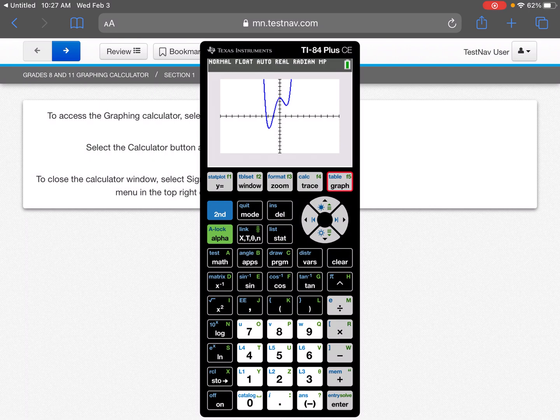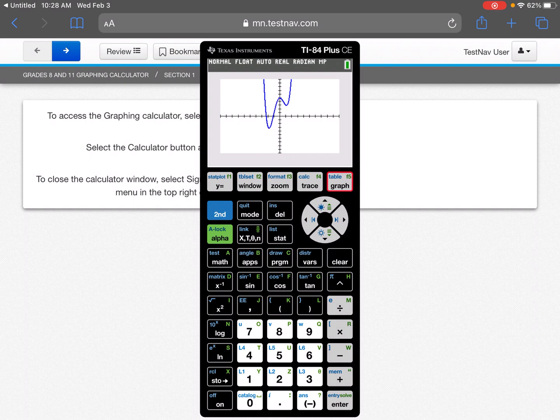I'm not ready to quite graph that yet and put that onto my paper yet. What I really want to focus on is finding my relative minimums and maximums. So that's actually what I'm going to start with. So I'm going to do that first. I want to find that first relative minimum on the left there. You can see the lowest point on this graph. So how do we do that?